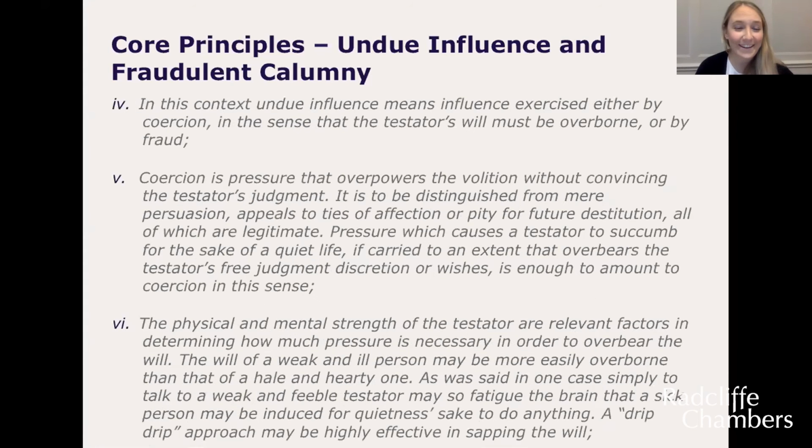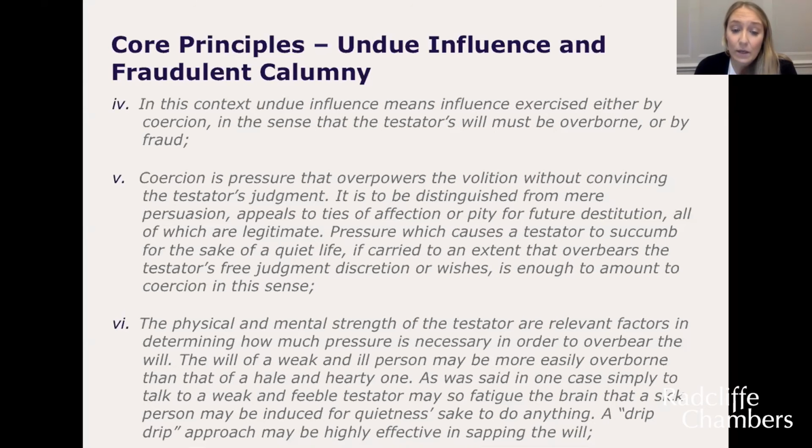Make sure I'm on the right slide. Next, he said that in this context, undue influence means influence exercised either by coercion, in the sense that the testator's will is being overborne, or by fraud. Coercion is pressure that overpowers the volition without convincing the testator's judgment. It's to be distinguished from mere persuasion, from appeals to ties of affection or pity for future destitution, all of which are legitimate. Pressure which causes a testator to succumb for the sake of a quiet life, if carried to an extent that it overbears their free judgment, discretion, or wishes, is enough to amount to coercion.